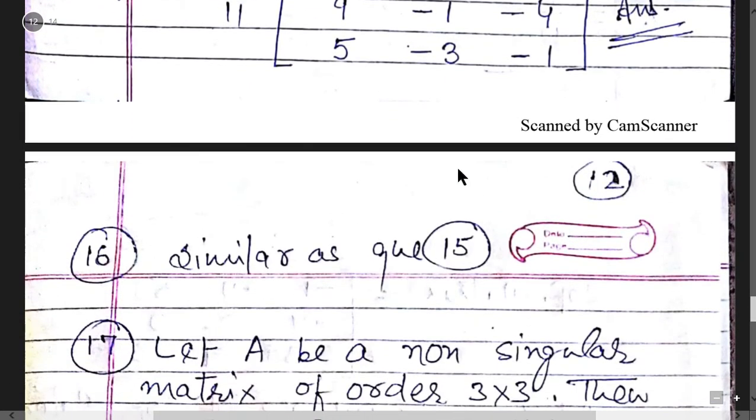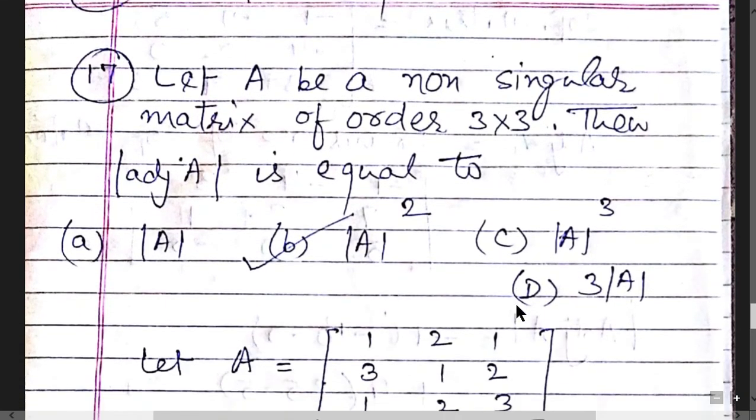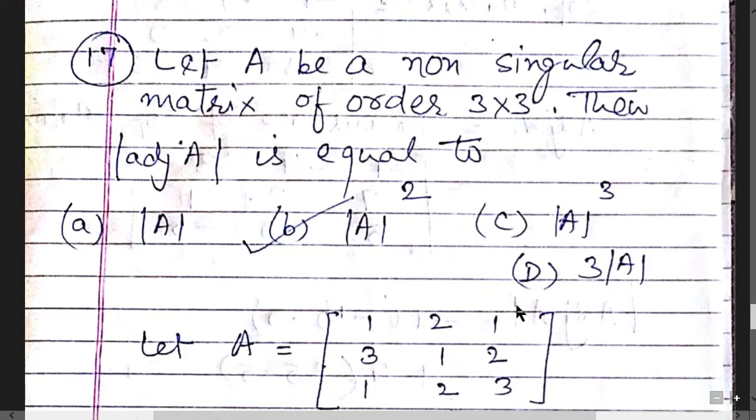Question number 16 is similar to question number 15. You can find it. Question number 17. Let A be a non-singular matrix. What is the meaning of non-singular matrix? Basically, determinant is not equal to 0. If the determinant is equal to 0, then it is singular.